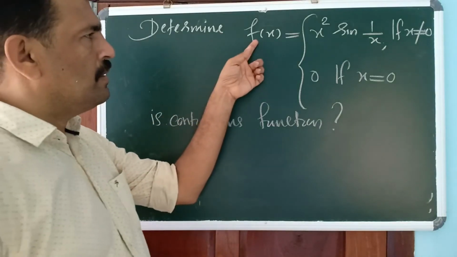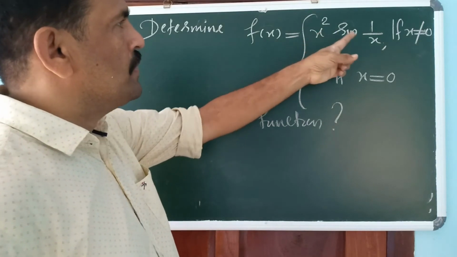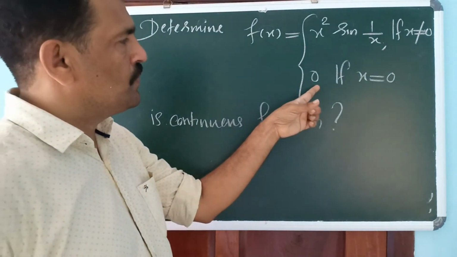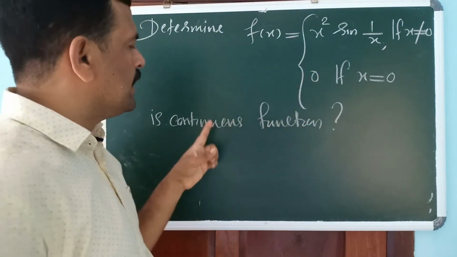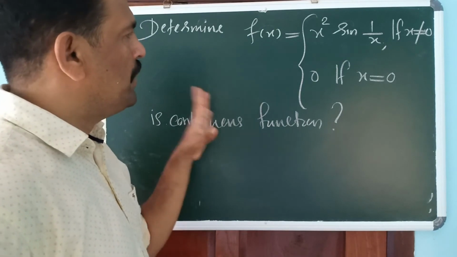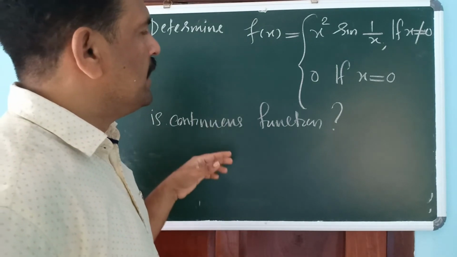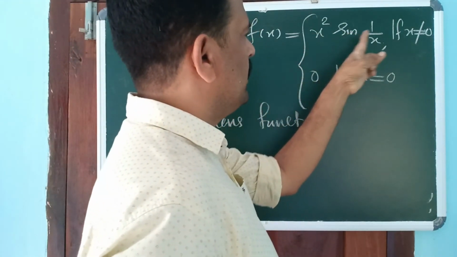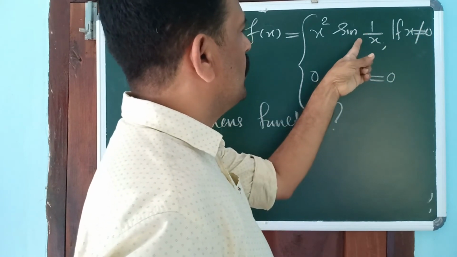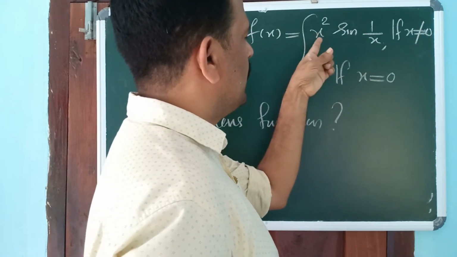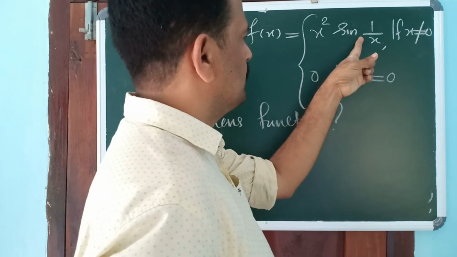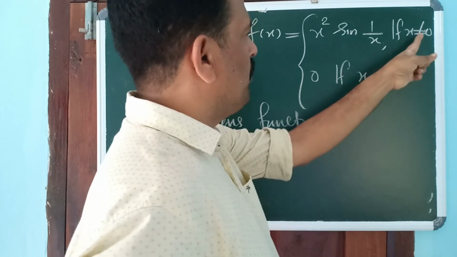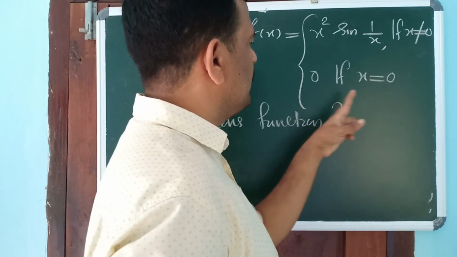Here we have to determine whether f of x equal to x square into sin 1 by x if x not equal to 0, and 0 if x equal to 0, is a continuous function. For x not equal to 0, sin 1 by x is continuous and x square is continuous, therefore the product function is continuous. Similarly, here the function is split at the point x equal to 0. Therefore, we have to check the continuity at x equal to 0.